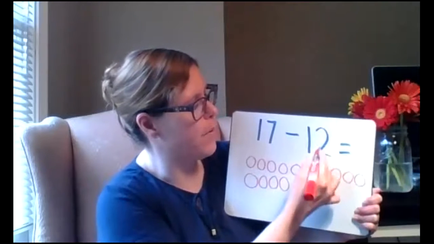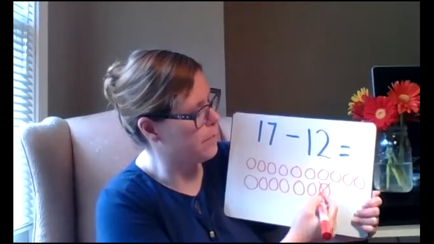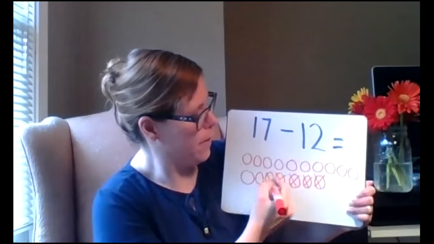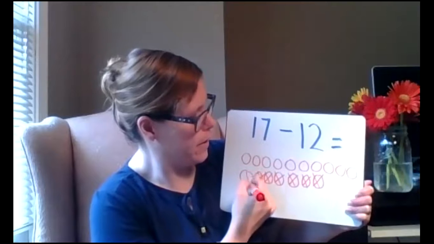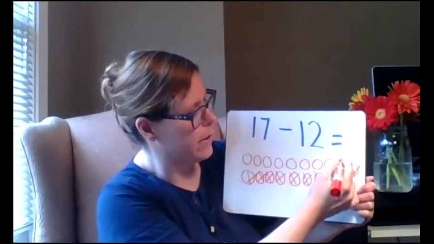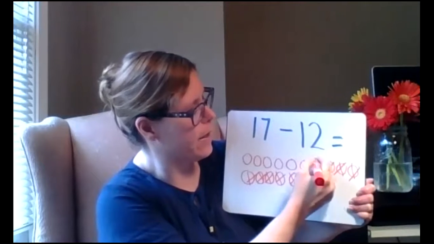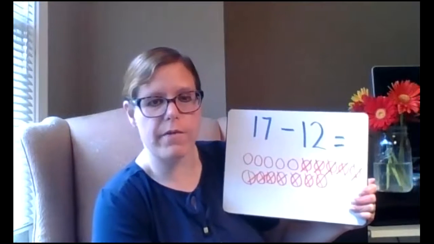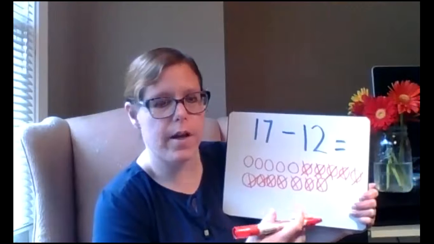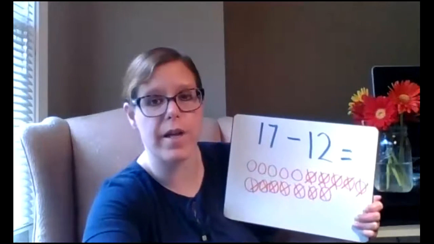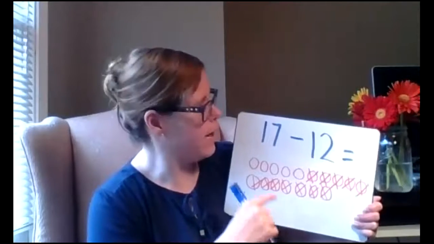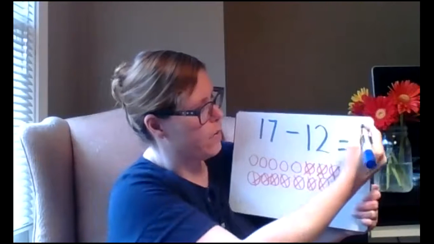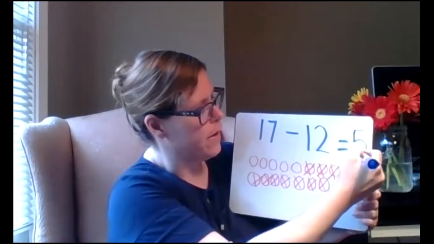I want you to count with me. We're going to take away 12. 1, 2, 3, 4, 5, 6, 7, 8, 9, 10, 11, 12. So to find out what the answer is, all we have to do is count how many circles are left. So let's count. Ready? 1, 2, 3, 4, 5. So our answer is 5.